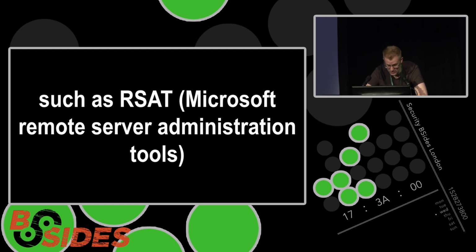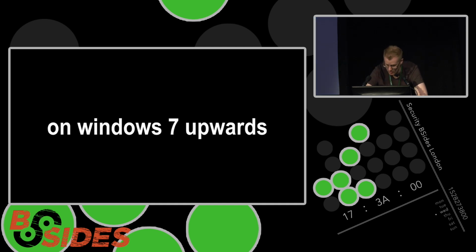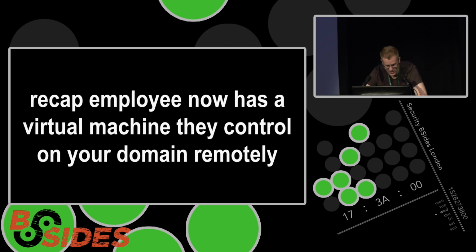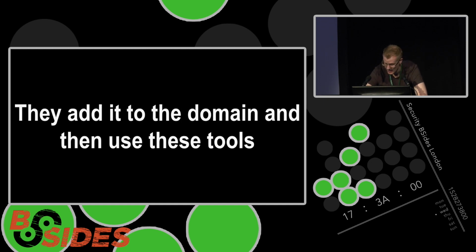It helps me to discover things. And I came across this, RSAT. Has anyone used this? Brilliant. I'm new to the game, new to the party. It gives you Active Directory tools on a Windows 7 machine, Windows 7 onwards. There you go. So, recap: an employee now has a virtual machine they control on your domain remotely. They can install anything they like before they add it, and then use those tools on your domain.